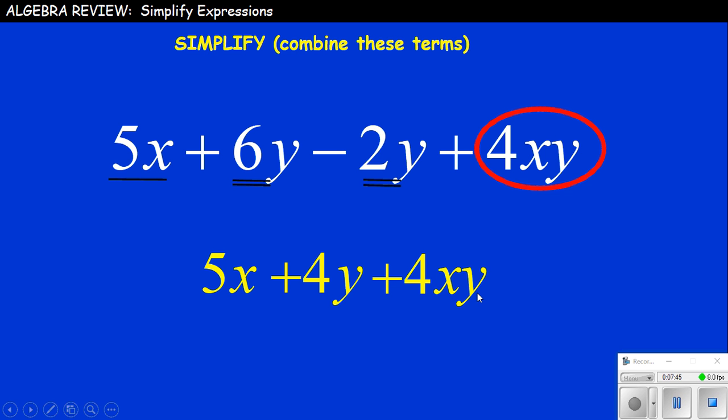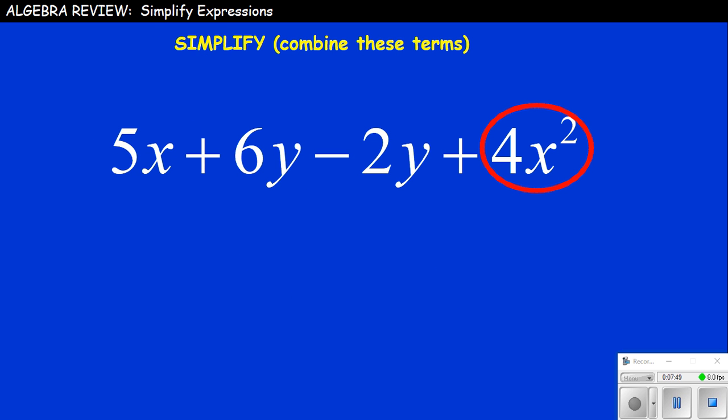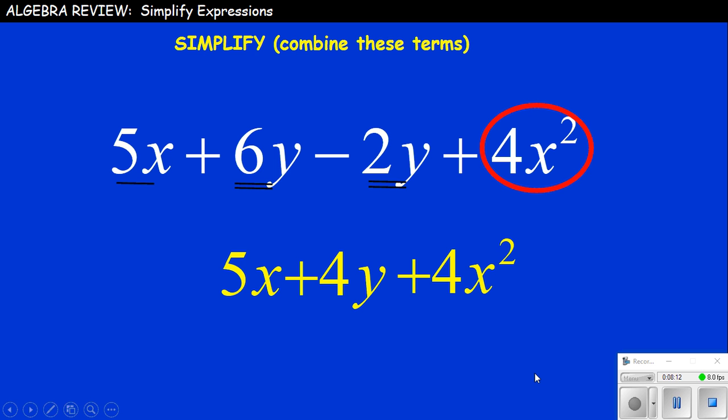Just like that is when we have different exponents. Here's almost the same problem, but now it's 4x squared. And just like in the last problem, x squared is not the same as x. It's not the same as y. So it is its own set of terms. It is a different animal. So when I combine my like terms here, 5x by itself, and then 6y minus 2y, then this 4x squared is different, and it just gets thrown on the end. It does not get mixed with the x's or the y's.